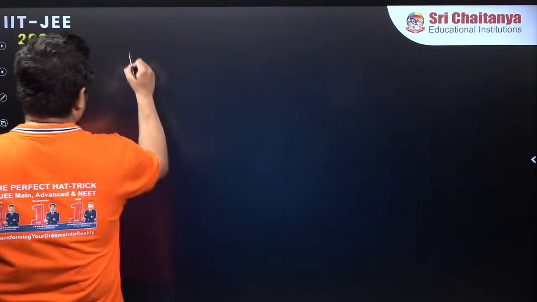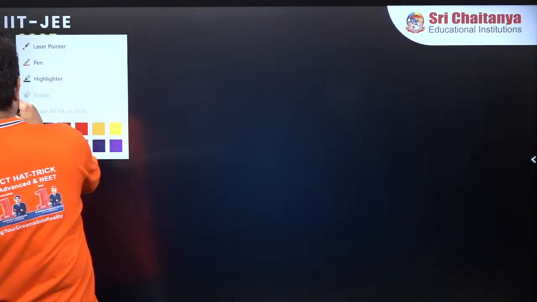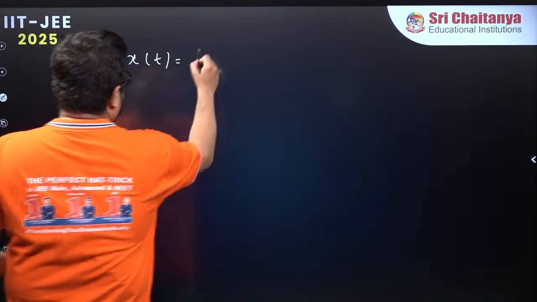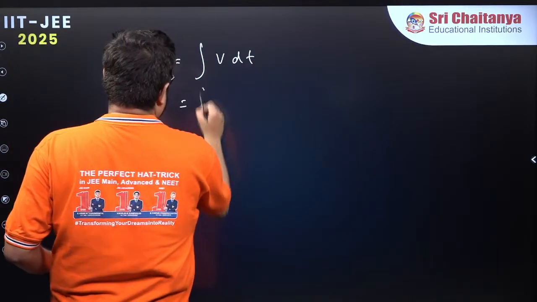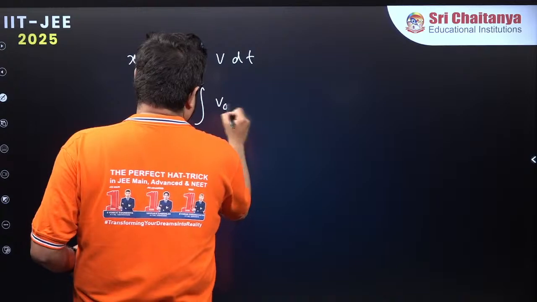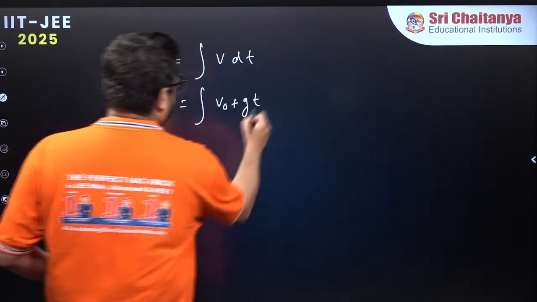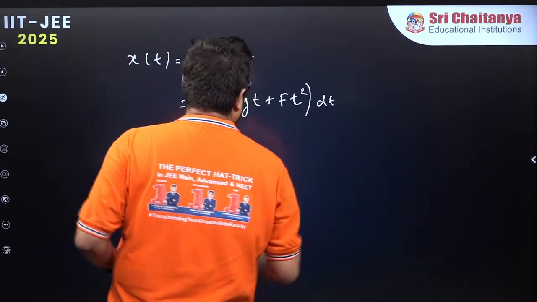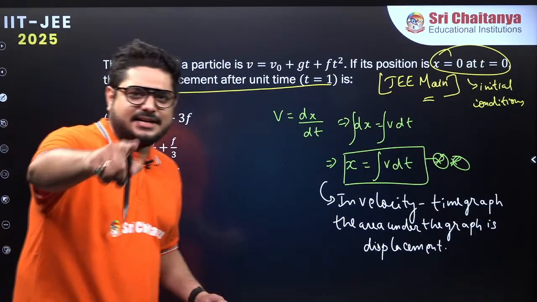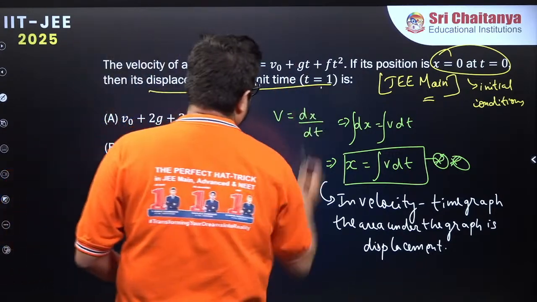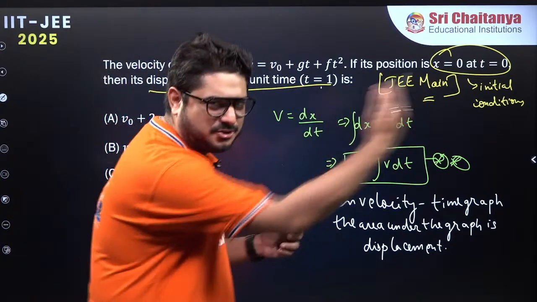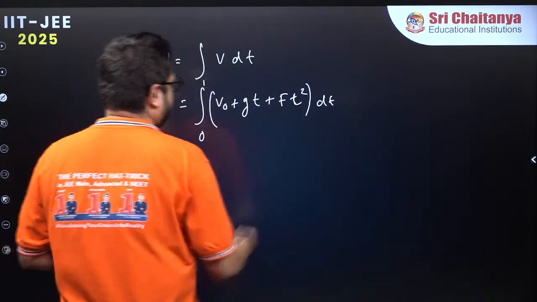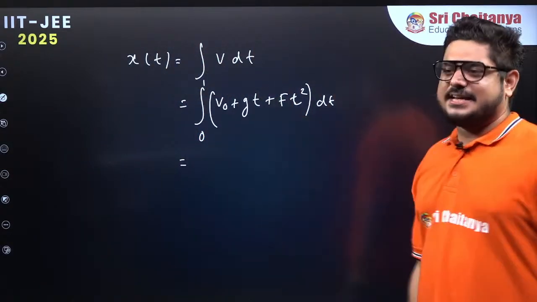So it is going to be x. So x as a function of time, you know that we can write it down as integral of v dt. Okay, so it is going to be v naught plus gt plus ft square whole dt, isn't it? What should be the limits of the integration? The limits of the integration should be from 0 to 1, isn't it? 0 se start hua and it's going till 1 second. So it is going to be from 0 to 1. Now what's going to be the integration? This dt can be brought inside the brackets, isn't it?